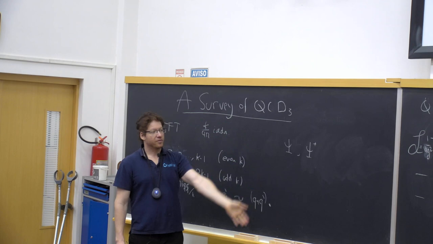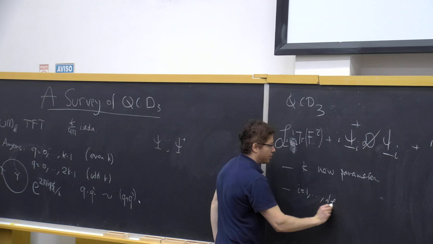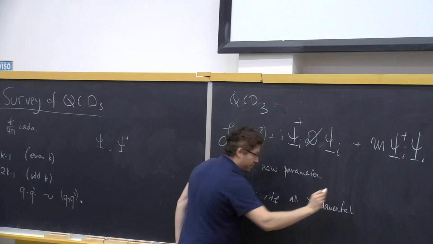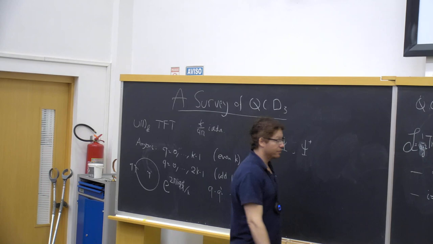We just have one sequence of psi's. So i going from 1 to N_f, and they're all fundamental fermions. We don't need anti-fundamental fermions because the psi daggers are equivalent to psi, and so that's it. There is no notion of chirality. They're all fundamental fermions. This is another difference from four dimensions.